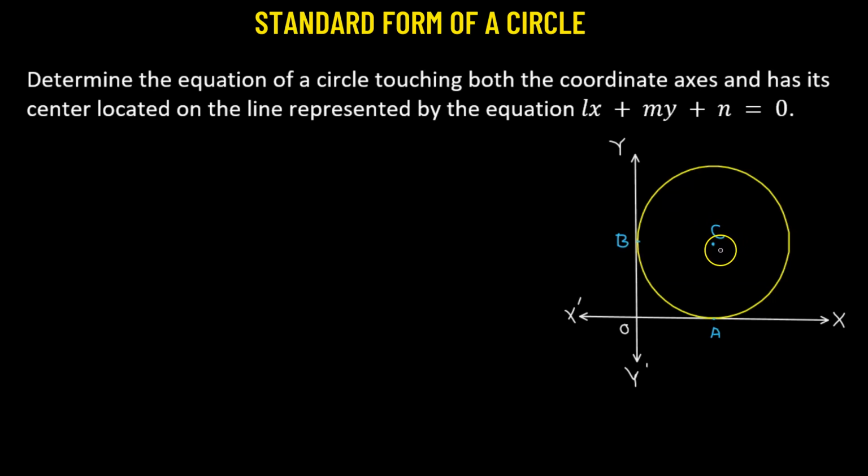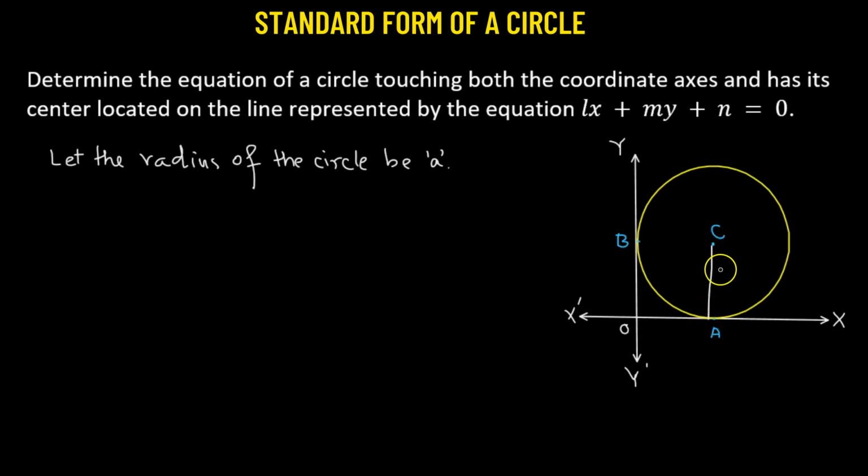Now we will assume that the radius of the circle is a. So let's suppose that. Then if we consider the center C and we drop a perpendicular to the x-axis, this is going to be the radius r, which has a value of a, which we have assumed. Similarly, we can drop a perpendicular from C to point B. This is also going to represent the radius of the circle, and it also has a length of a.